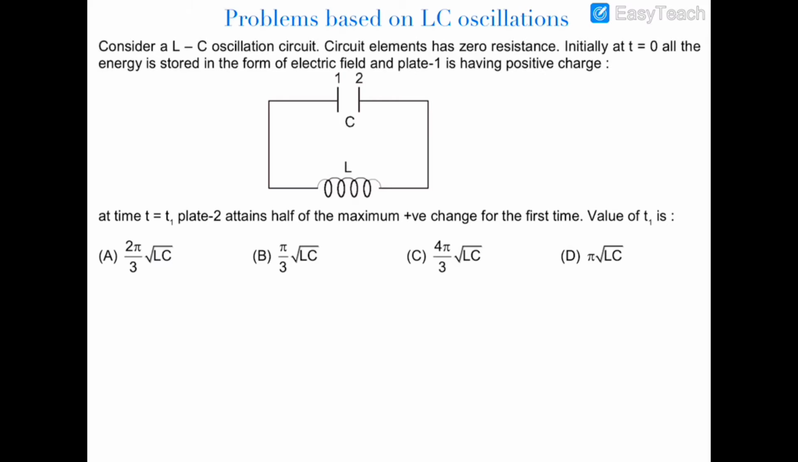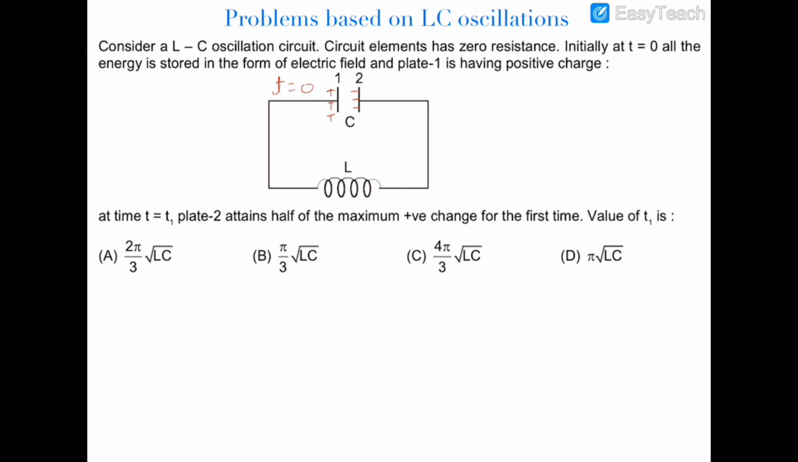In this question, it is given that there is an LC circuit which has zero ohmic resistance, and at t equal to 0, all the energy is stored in the capacitor, and plate 1 has positive polarity. So let us draw the t equal to 0 instant.